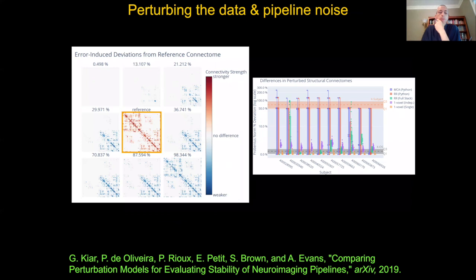Here's an example from some work by Greg Kaar, where they looked at it a different way. They were basically adding stochastic noise elements to different parts of a pipeline to really look at how robust the pipeline was. And they found that, not surprisingly, depending on where you introduce noise, the pipeline can vary in its answer in comparison to the reference connectome quite substantially.